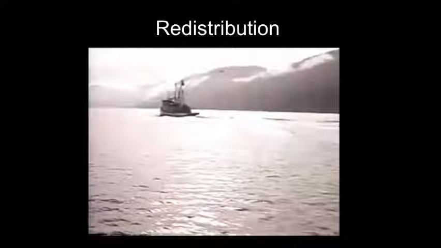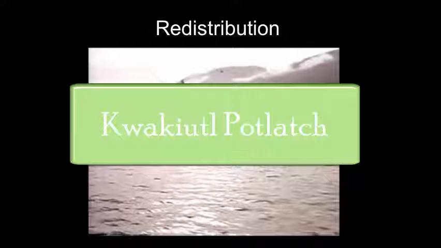So the second main type of distribution is redistribution. With redistribution, everything goes to a main place, and then it's redistributed throughout the society. The classic example of this would be the Kwakiutl Indians of northwestern United States, or northwest, actually even further up, Alberta, Vancouver.